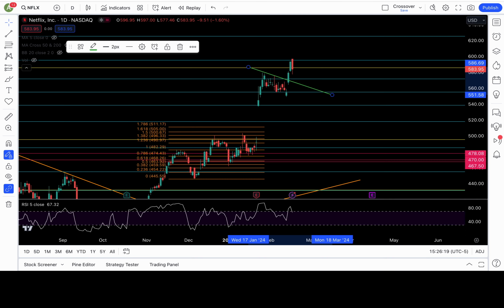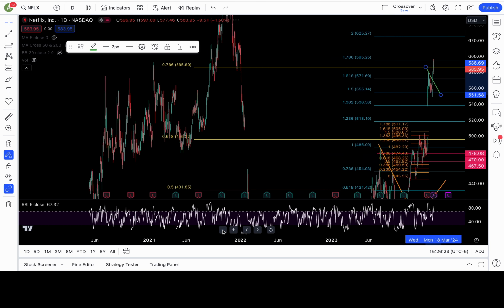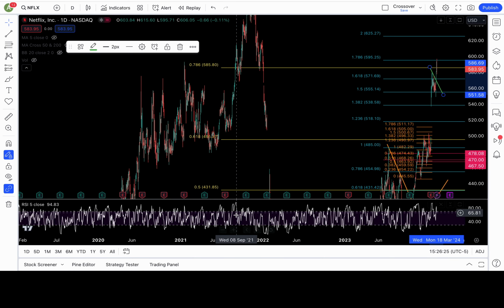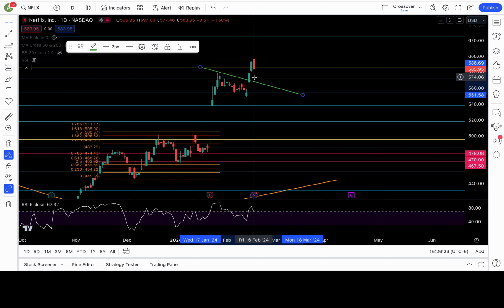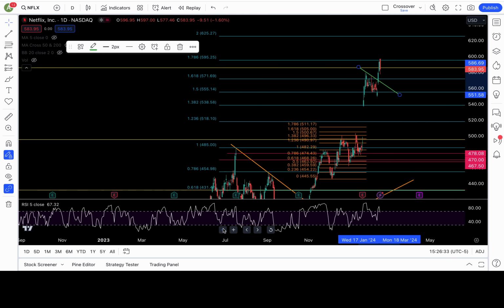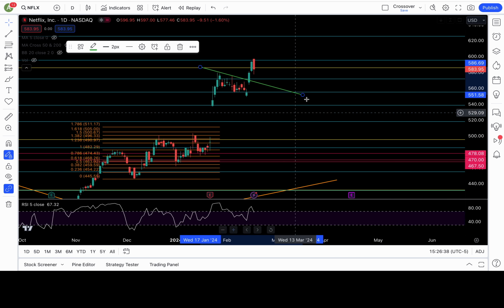Okay, Netflix looks like a false break. I had a macro level at 585.8. We cleared that level Thursday, broke back below it on Friday. So as long as below 585.8, was it 585.8? Yes, it was. Overall, bears below that level.